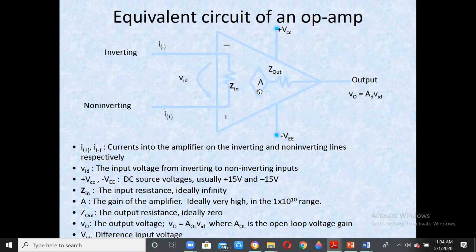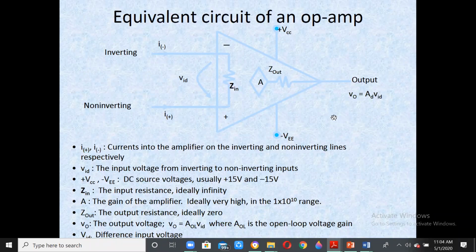So also this gives amplification. This amplification will just give you V0 equals AD times VID, where AD is the differential gain. There is another one which is known as the common mode gain. The differential gain is the one which is always used. Common mode gain is for the average of the input signals here and here, how much it is amplified, will be given by the common mode gain, which is not all that important.